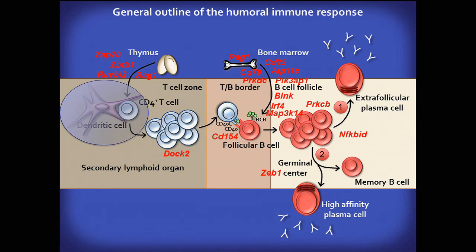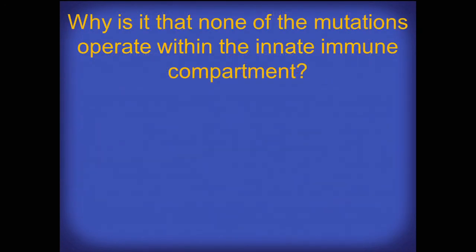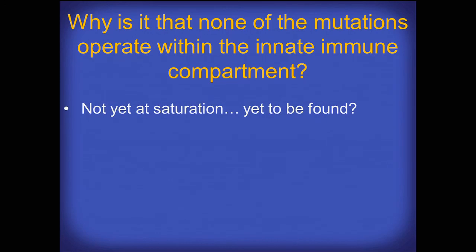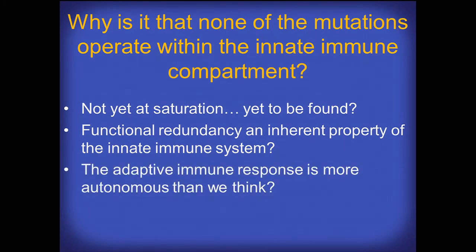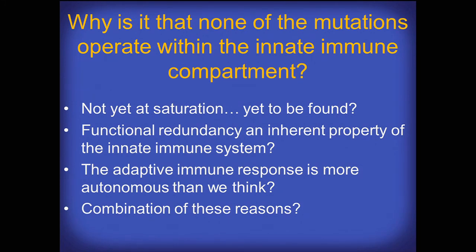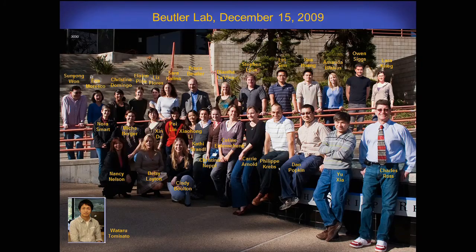And we know now that we've covered a fairly substantial portion of the genome. So why is it that none of the mutations operate within the innate immune compartment? One possibility is that we're not at saturation yet, and such a mutation has yet to be found. Another might be that functional redundancy is an inherent property of the innate immune system. It's also possible that the adaptive immune system is just a lot more autonomous than we think, despite all of the nice drawings that we make, and we've exaggerated the importance of the innate component. It may be a combination of these reasons as well, or it could be another reason that I haven't thought of yet. And with that, I'm going to just close and thank the people who did this work.